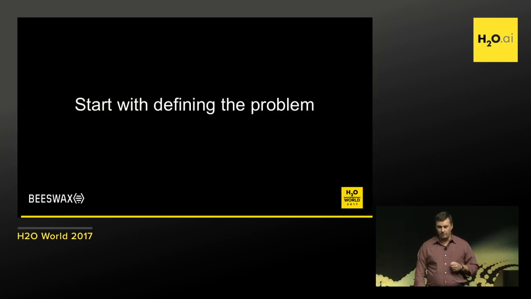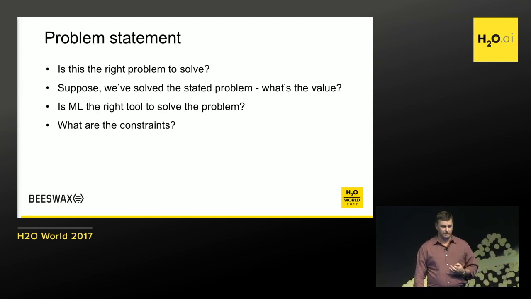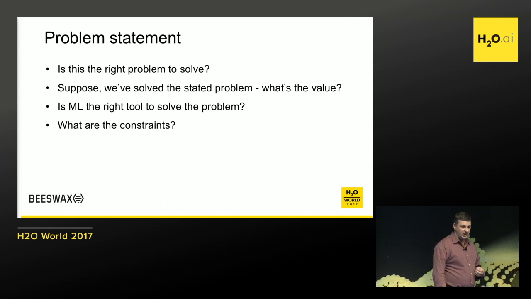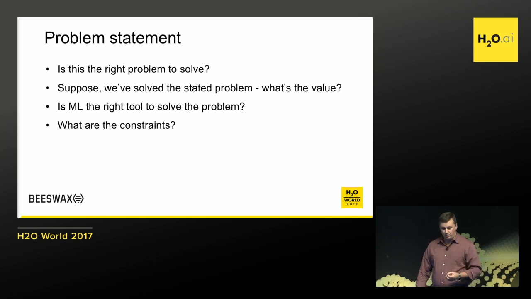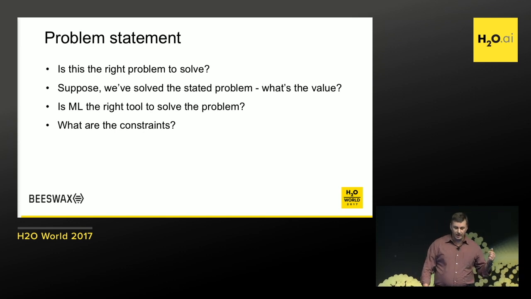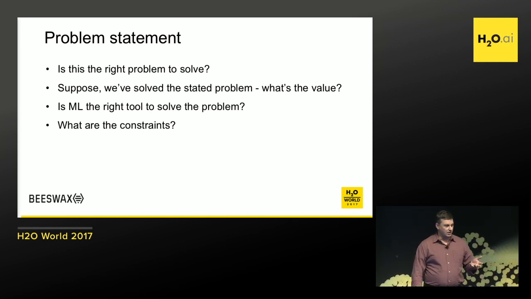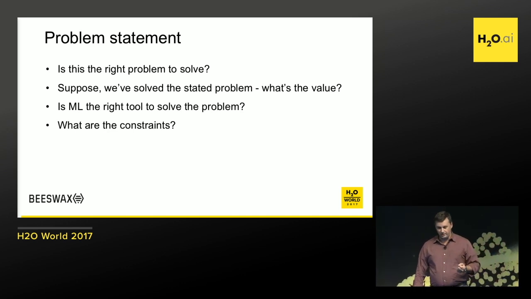So let's start with defining the problem. And the first question is, what is the right problem we're solving? Because machine learning just gives us a prediction. Putting it into actual use is a whole different story. So we need to know that first. And a good question to ask ourselves is, suppose we solve the machine learning problem. What is the value of that? Like, we have the answer with sufficient accuracy. What does that do? And is machine learning even the right tool to solve the problem? Because you may be able to do a lot with simple averaging.